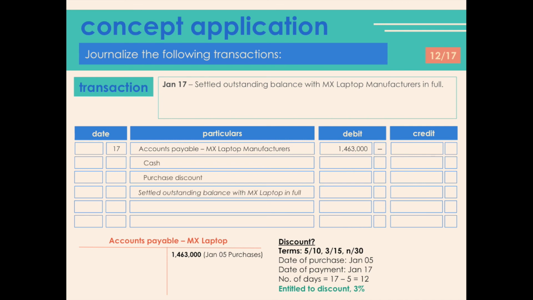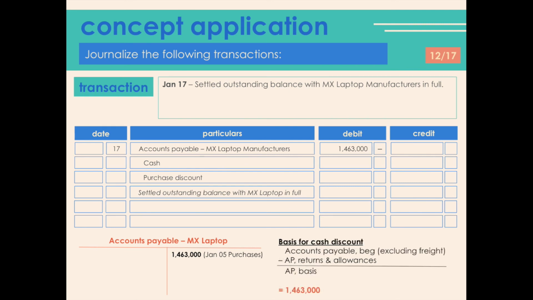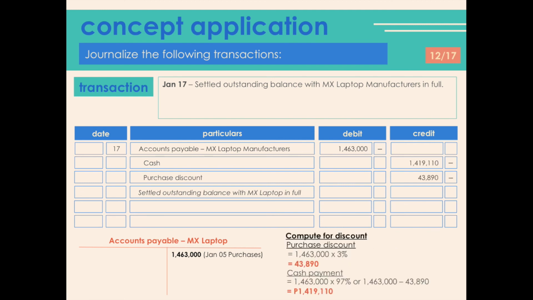Now let's compute for the basis of the cash discount. The basis of the cash discount would be the total accounts payable relating to the purchases, excluding any payables relating to freight, less any returns and allowances. In this case, there are no returns, so the basis would be 1,463,000. Multiplying the amount by 3%, we get a cash discount of 43,890. We deduct the discount from the total payable to get a cash payment of 1,419,110 pesos.